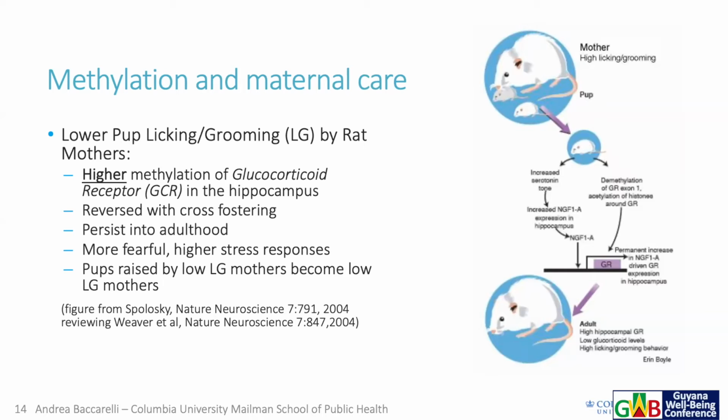What is really interesting is that this doesn't seem to stop, because pups raised by low LG mothers became themselves, if they were females, low LG mothers. So this also seems to create a cycle of behaviors that continues through generations. And this is particularly important thinking about humans, thinking about cycles of stress, thinking about why some of us are more stressed out or easily stressed out than others, and so on.